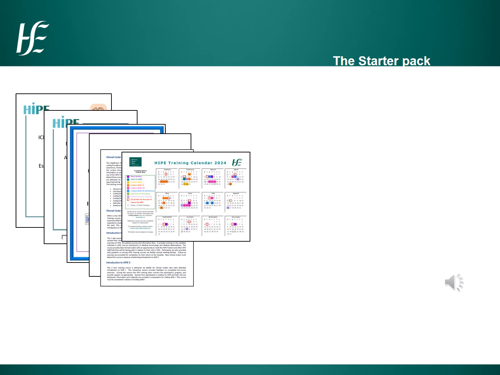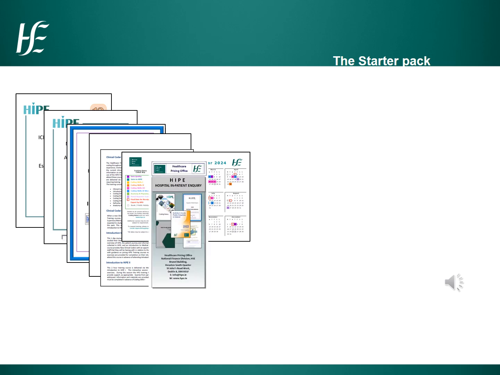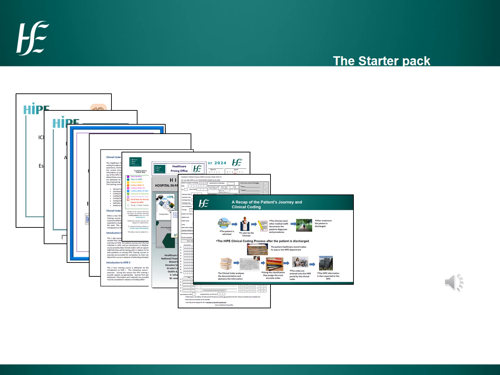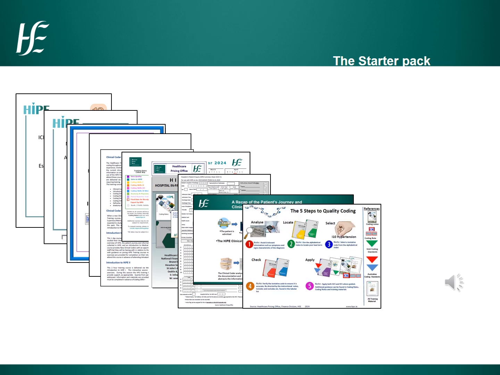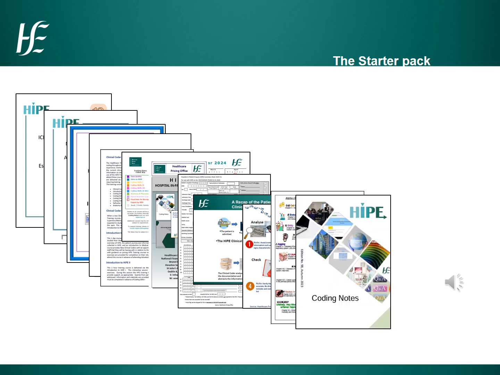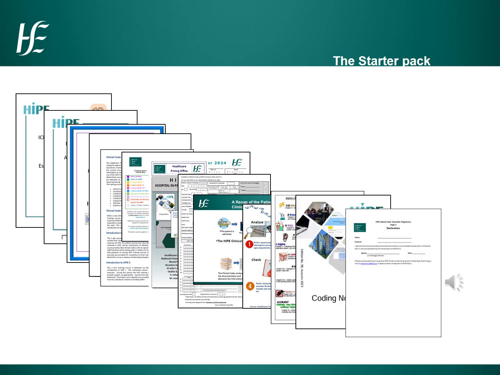the latest HIPE training calendar, which highlights upcoming training dates, the HIPE information brochure, the HIPE summary sheet, the summary of the patient's journey in clinical coding, and the 5 steps to quality coding. This is a document you'll become very familiar with during your training. We have the alpha characters used in the ICD-10-AM disease codes, a copy of the most recent issue of coding notes, and finally the HIPE Clinical Coder Education Programme Declaration Form.